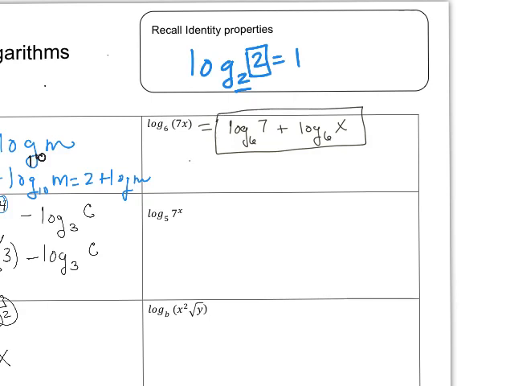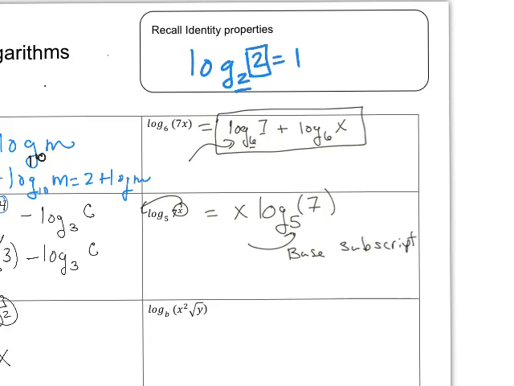Now notice that this does not change, and the reason that does not change is because the 6 and the 7 are different. This is an example of the exponent property where the x just goes and comes in front. So this is x times the log base 5 of 7. Be careful, remember that the base of any exponent is a subscript and always should be written below.